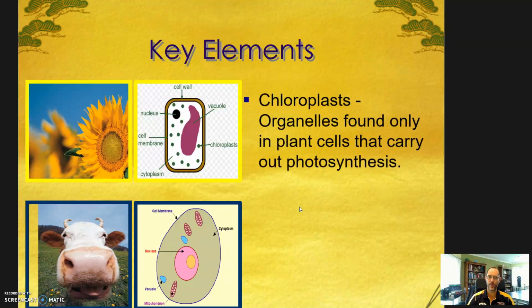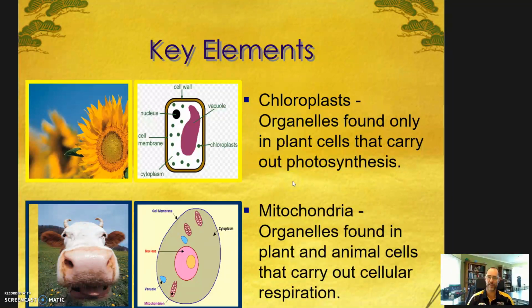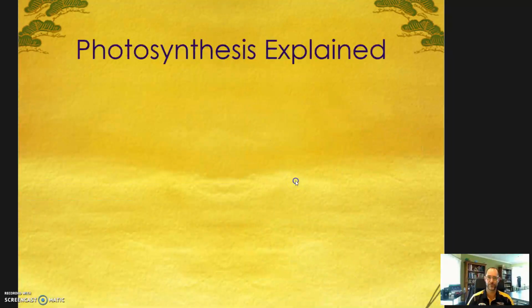So we were looking at organelles last lesson. So we're looking at both plant and animal cells. Within a plant cell, the chloroplasts, the green structures that have the chlorophyll, are responsible for photosynthesis. And within the animal cells and also plant cells, respiration is controlled largely by the mitochondria. These organelles control the respiration process.